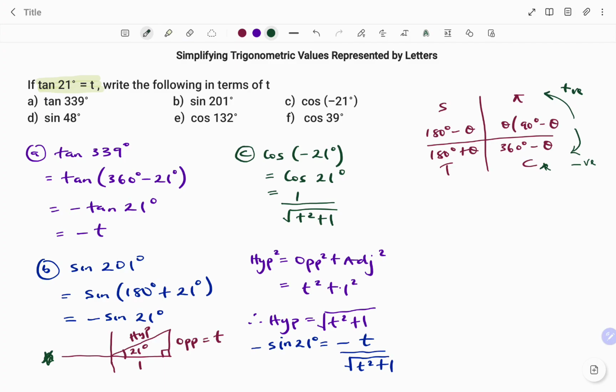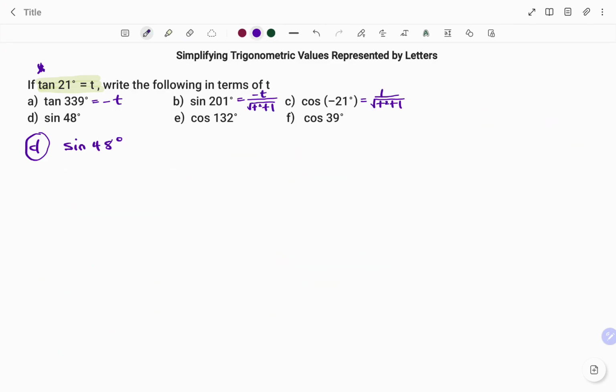In order to reduce sine 48 degrees, note that our aim is to always work towards the angle 21 degrees. So I'm going to start by reducing that to sine of 90 degrees minus 42 degrees. 90 minus 42 will give us 48. And then using my cofunction, that's equal to cos of 42 degrees. Cos 42 degrees is a double angle, because it is also equal to cos of 2 times 21 degrees.